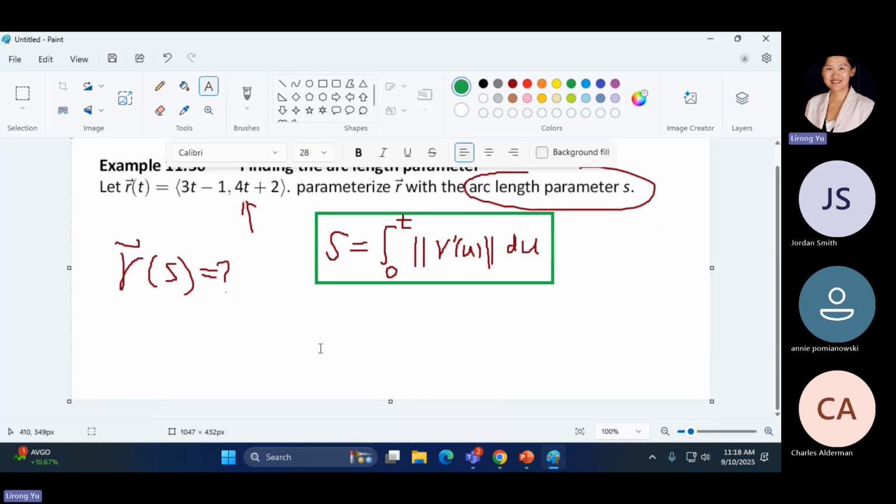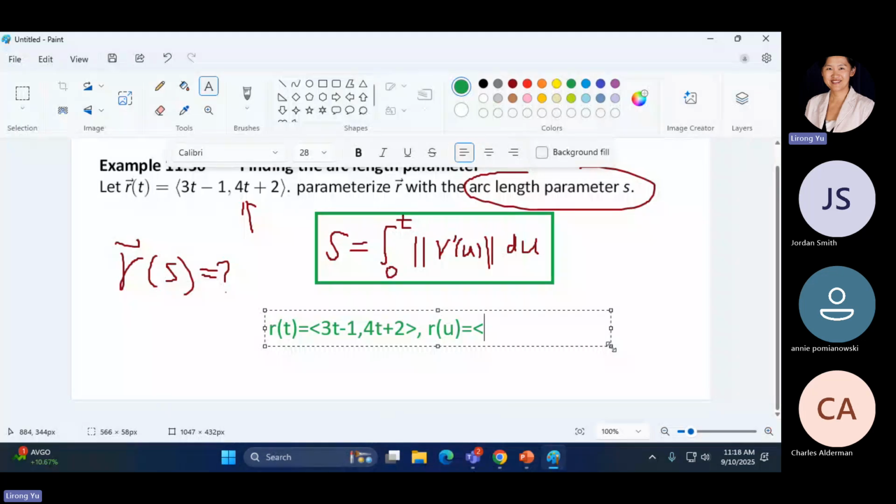So now we'll start with the r function. The original function goes like this. r(t) is equal to (3t minus 1, 4t plus 2). That was the original function. So we're switching out the variable to u. So then we have r(u), because we are getting ready for the integration. r(u) equals (3u minus 1, 4u plus 2).